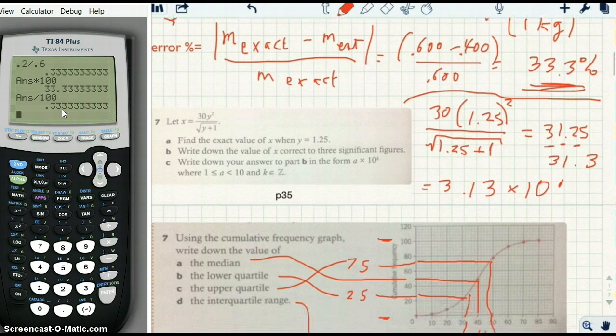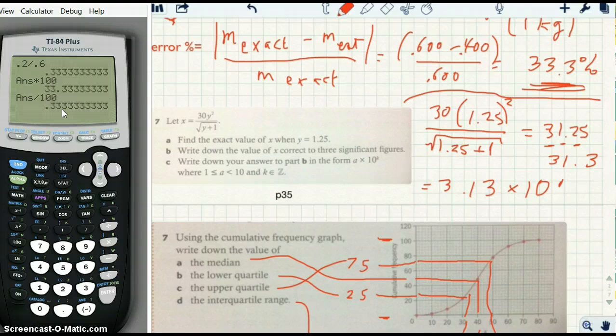Okay, now last one for this video. We're going to talk about what you get when you take 30y squared and divide it by the square root of y plus 1. First they tell you this is just an exercise in scientific notation and significant figures. So the first part is pretty easy, except if you are not good at using parentheses on your calculator. Find the exact value of x when y equals 1.25.